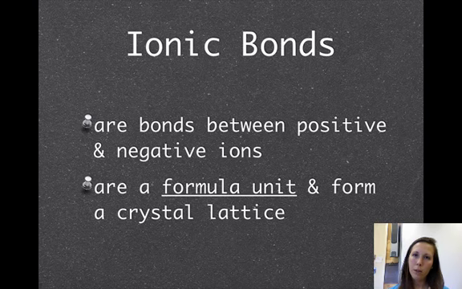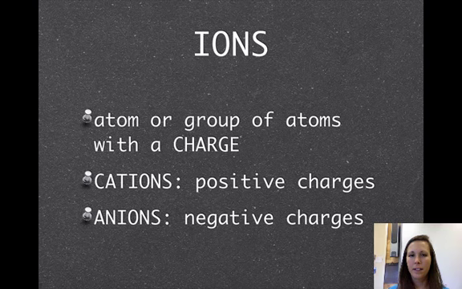Another thing you guys need to make sure you write down is that an ionic bond is usually formed between a metal and a nonmetal. Make sure you write that down. Again, it's formed between a metal and a nonmetal. That's an ionic bond.